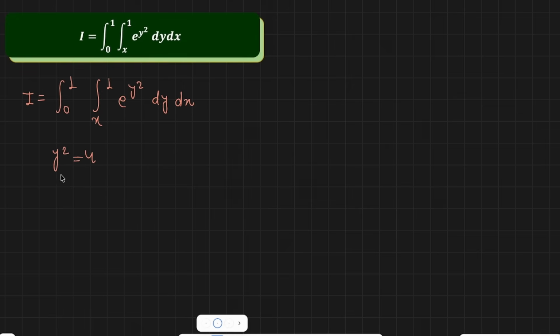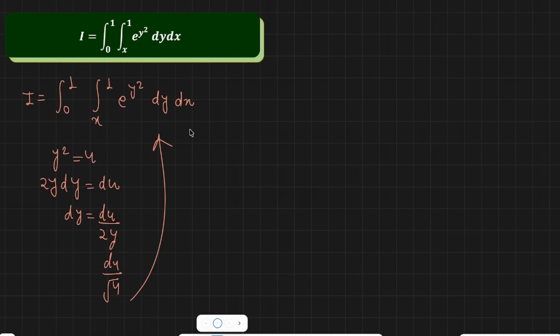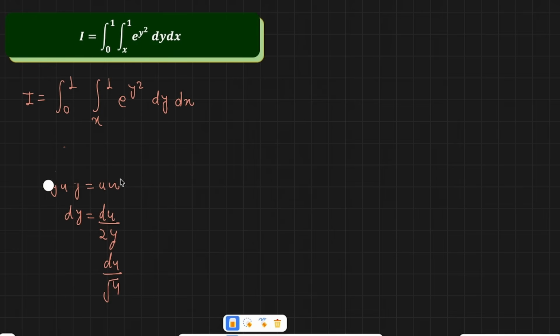u = y square, so du = 2y dy, and dy = du upon 2y. Again you have to replace, it will be du upon root u. When you replace all these things here, it will keep repeating. So that means this e to the power of y square can't be evaluated like this. Then what to do? How do we find the integration of this?